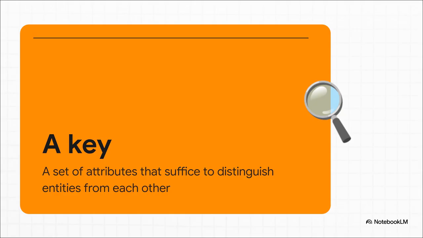In database terms, a key is simply a set of attributes that suffice to distinguish entities from each other. Let's jump back to our university example for a second. A university could easily have 5 different students named John Smith enrolled at the exact same time, right? If we only use their names, our data would be completely, hopelessly mixed up.